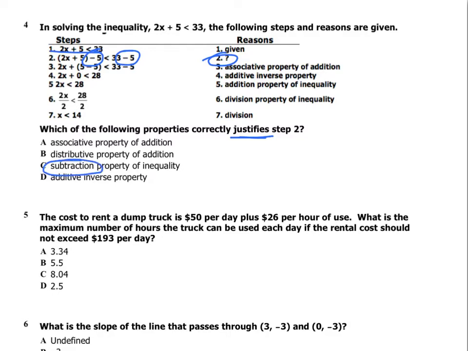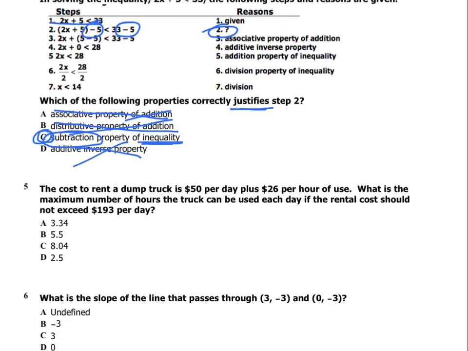Well, associative property is about grouping, and it's definitely not addition. Distributive property we would recognize pretty clearly. That's when we're distributing a multiplication. And again, distributive property of addition. So no. Subtraction, that's our property. Subtraction property of inequality. Additive inverse would be if I were actually adding a number and its opposite, which I am not doing. So that's subtraction property of inequality, just like subtraction property of equality, except for an inequality.